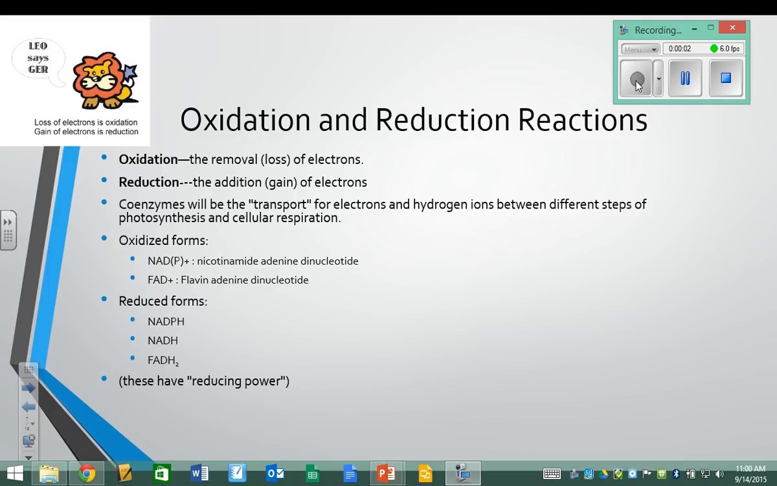Okay, so we're picking up at the end of lesson 6. This is the last slide, and we had talked in our class last week about what oxidation and reduction meant. I gave you a little acronym, Leo the Lion Says Ger, to help you remember that loss of electrons is oxidation. That's the L and the E and the O. And gain of electrons is reduction. That's the G and the E and the R. You could also use OIL RIG, which stood for oxidation is loss, reduction is gain.